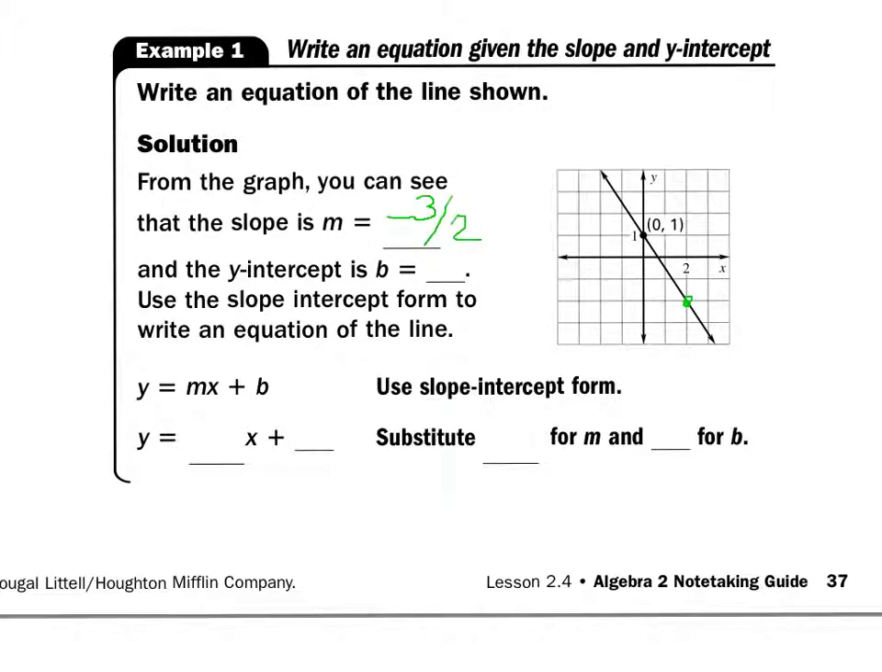Okay, the y-intercept is b, so where does it cross the y-line? At 1. And then we're going to just put it straight into the slope-intercept form. So y equals -3/2 x plus 1. So we're going to substitute -3/2 for m and 1 for b. So this is the easiest way that we can do this.